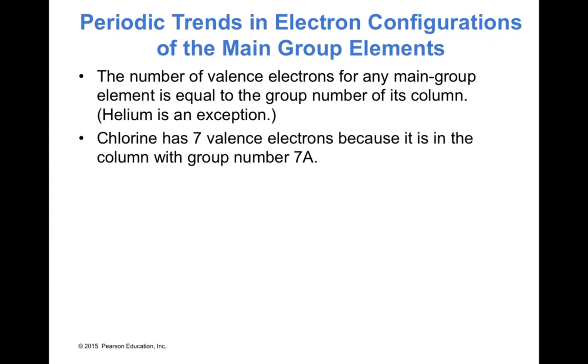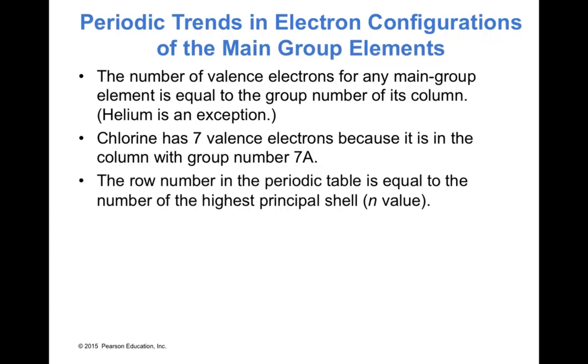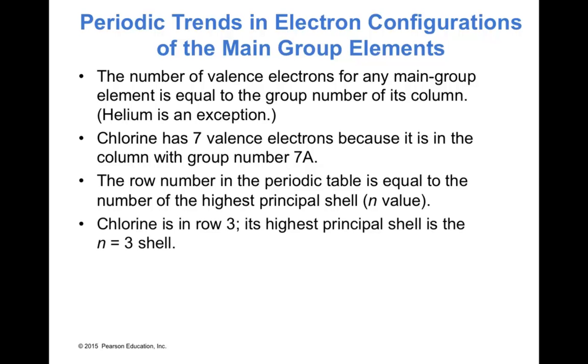Chlorine has 7 valence electrons because it is in the column with the group number 7A. The row number in the periodic table is equal to the number of the highest principal shell, or the N value. Chlorine is in row 3. Its highest principal shell is the N equal to 3 shell.